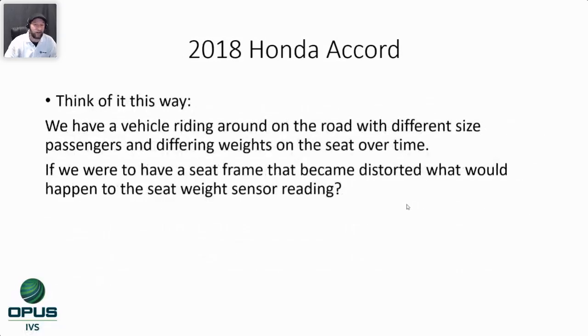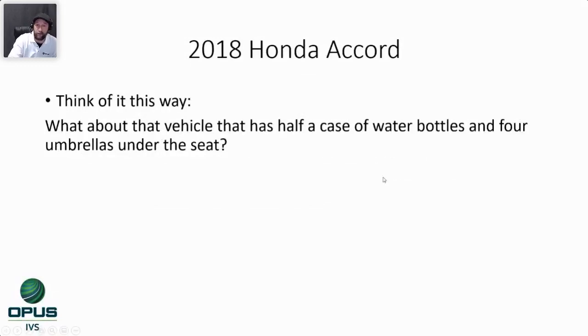Think of it this way. We have a vehicle riding around on the road, with different size passengers and differing weights on the seat over time. If we have a seat frame that became even slightly distorted, what would happen to the seat weight sensor reading? We have our rails, and we start to sit there, and after a while we start flexing back and forth, and now the rails become slightly off. Remember where those seat weight sensors are. They're directly on the rail. So if we start to torque on the rail, could that cause an improper seat weight sensor reading?